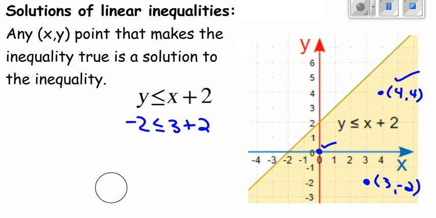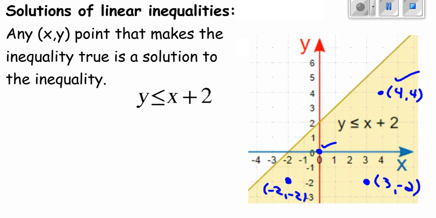Let's try one more down here in the double negative zone, where x is negative 2 and y is negative 2. They're both negative 2. Negative 2 less than or equal to negative 2 plus 2. Negative 2 plus 2 is 0, and negative 2 is less than 0. All right, I've checked 4 different points here, and all of them made the inequality true.